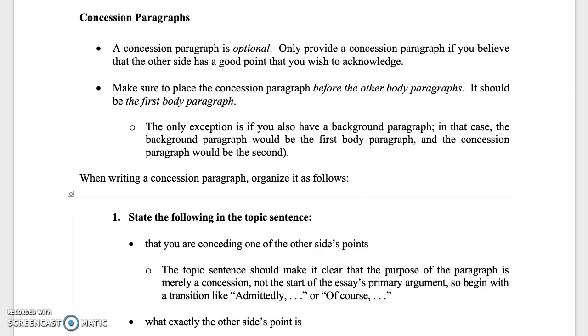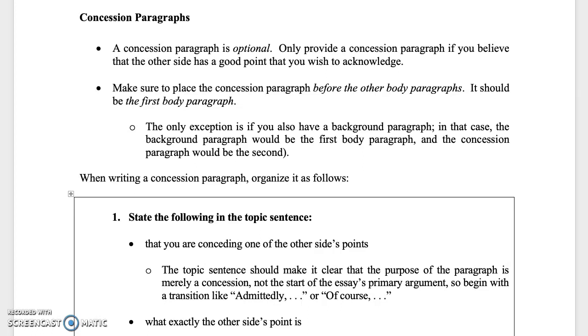In this video, we're going to talk about how to do your concession paragraph. Now, remember, a concession paragraph is optional. You only provide a concession paragraph if you believe that the other side has a good point that you wish to acknowledge, so that you address it and the reader isn't wondering, well, why didn't you address that? Or just to make yourself sound fair and reasonable.